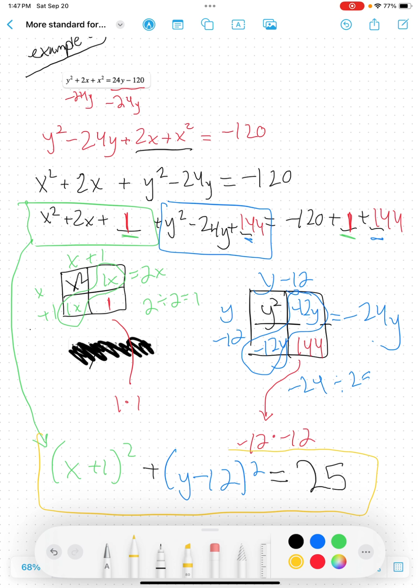So there you go. A lot of steps to keep track of. Try to really be organized when you're solving these problems. We'll practice this a bunch more in class.